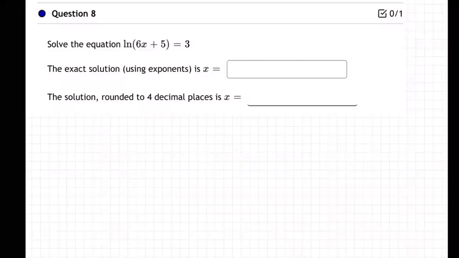Okay, so how are we gonna go about this? Well, it says natural log of 6x plus 5 equals 3. Let me bring it down here. So natural log of 6x plus 5 equals 3. How do we solve this?